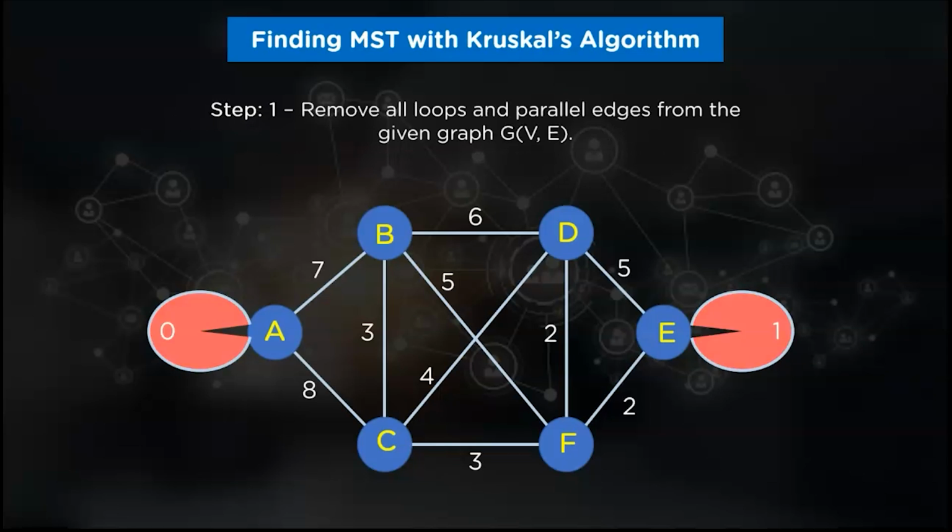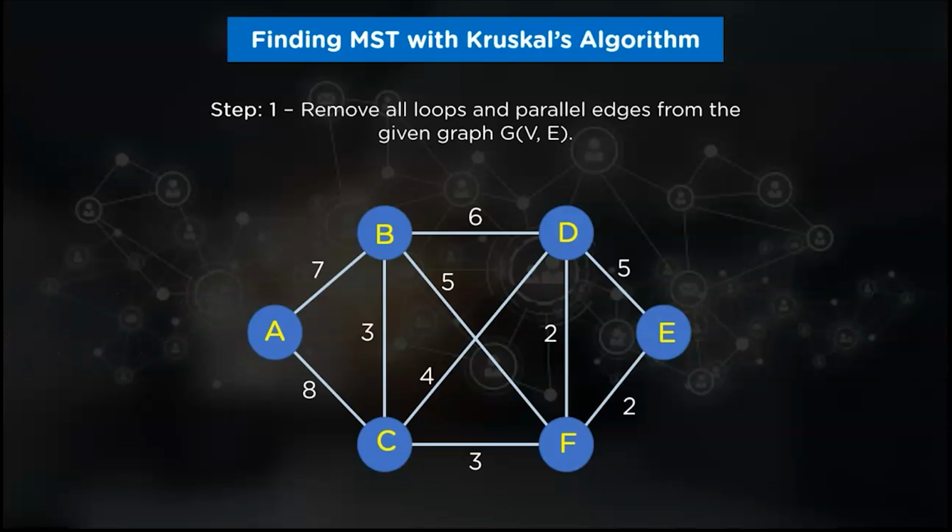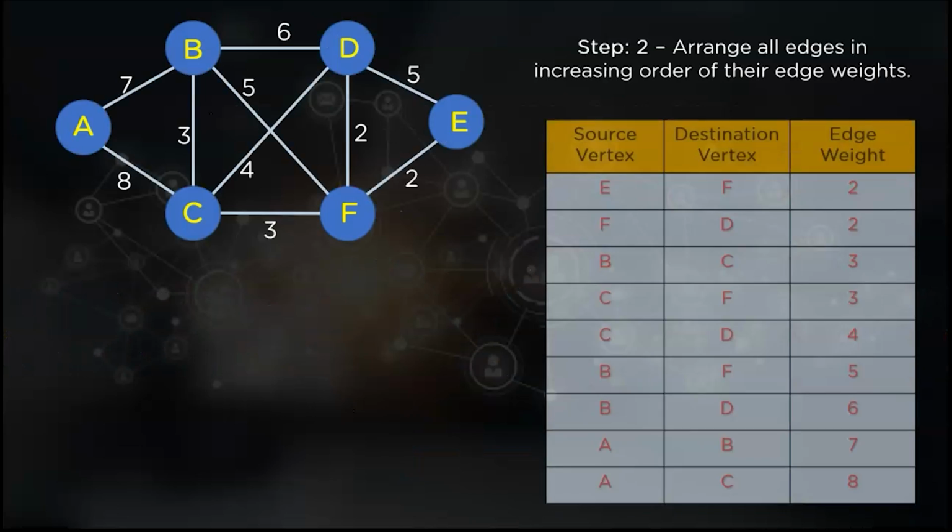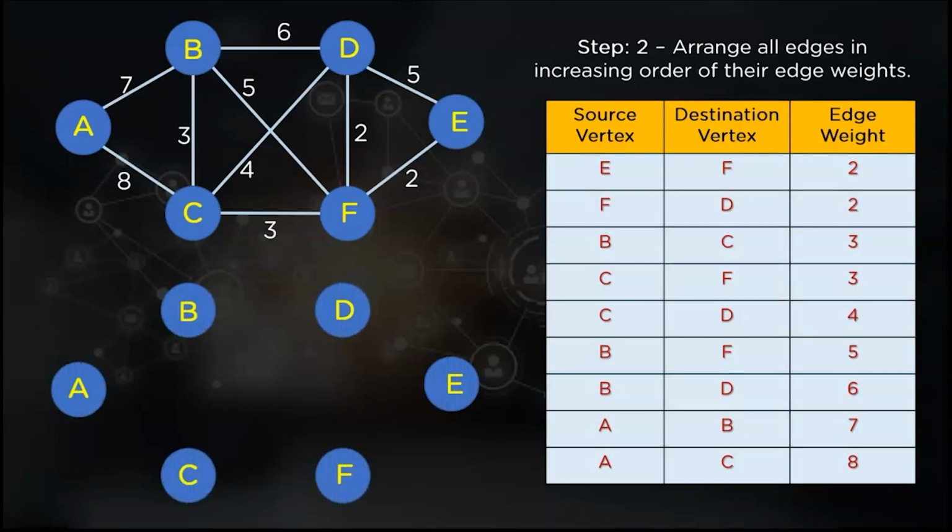The first step that we need to perform is removing all the loops or parallel edges from our graph. Hence, first, we'll remove these two present loops. The next step is arranging all the edges in increasing order of their weights. The reason behind maintaining the sorted list is to make sure that the first edge for insertion is of minimum cost. Here, I have maintained the sorted list for all the edges that are part of our graph. So according to this sorted list, the first edge that we are going to insert in our MST is edge EF, as it has minimum weight cost, that is 2.